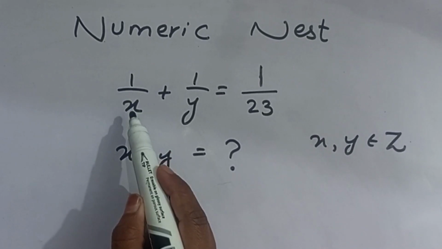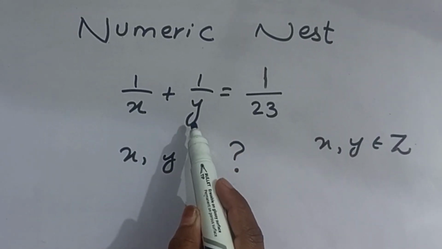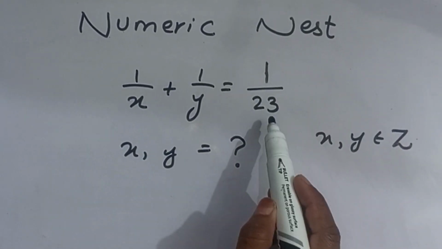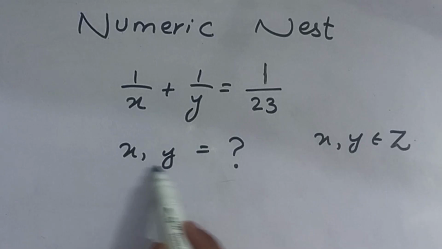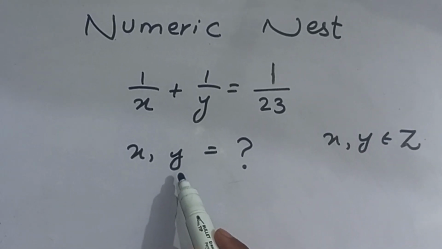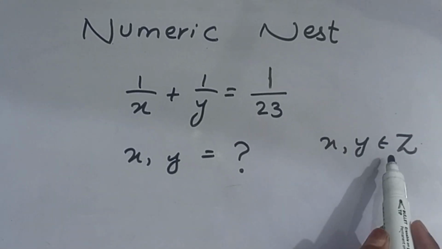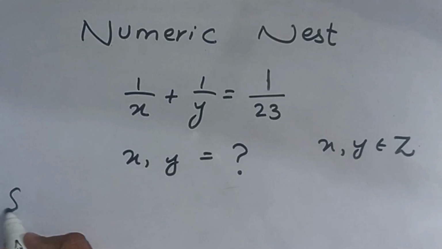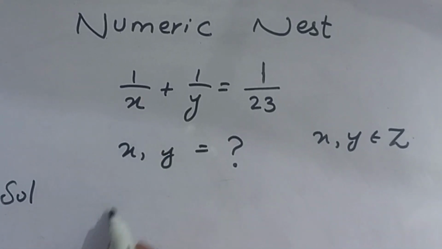In this video we are going to solve this question: 1 over x plus 1 over y is equal to 1 over 23, and we need to find the values of x and y. In our question it's given that x and y belong to the integers. So let's start.